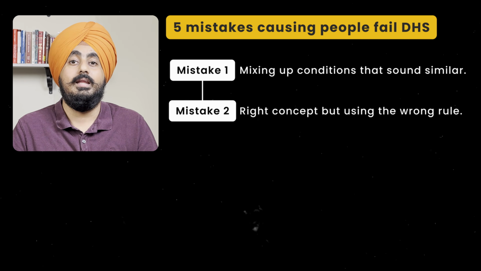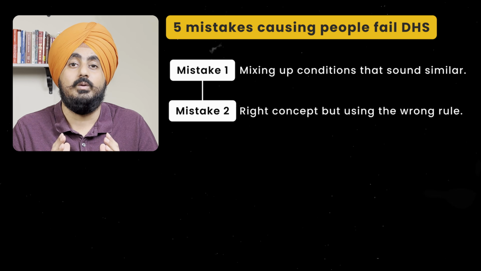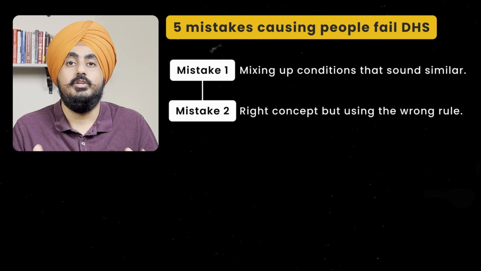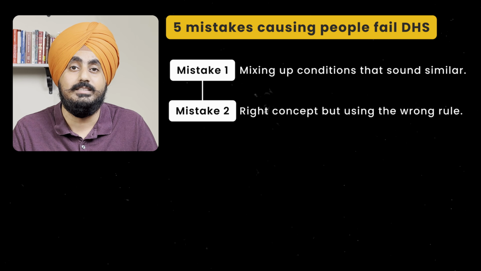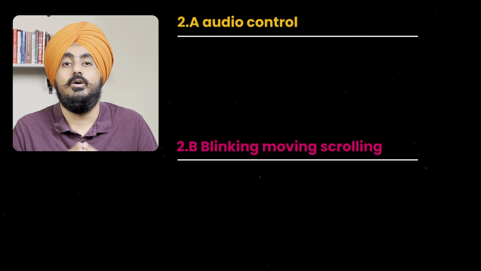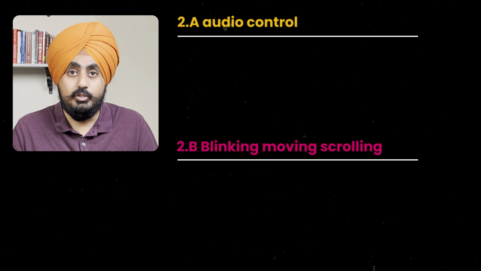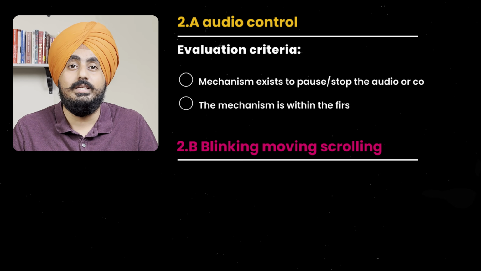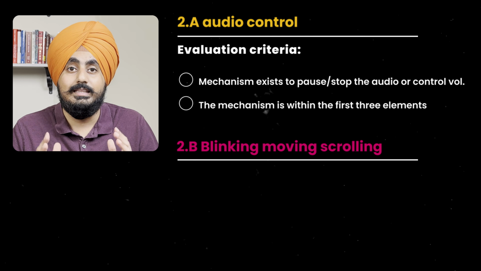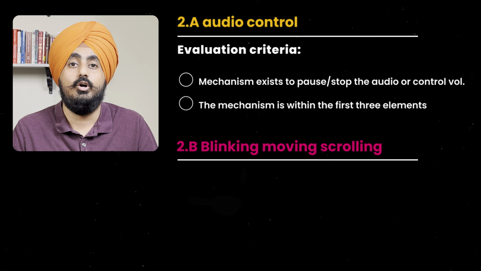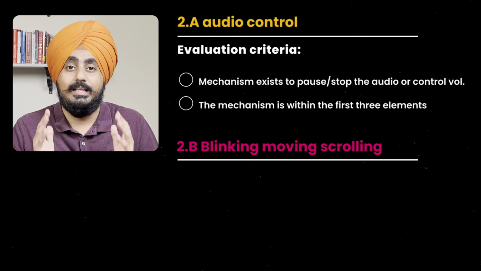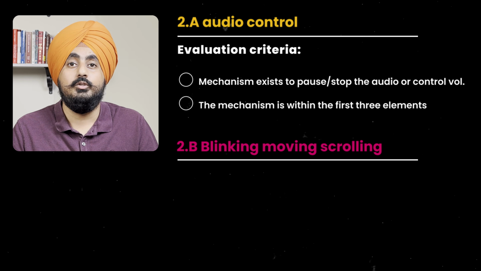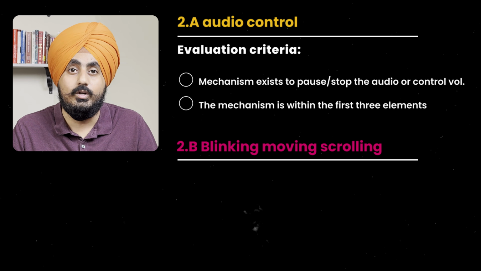Mistake 2, applying the right concept using the wrong rule. This is when you understand the accessibility criteria but apply the wrong DHS requirement. A good example is auto-playing audio versus auto-updating content. For 2A, auto-playing audio that lasts more than 3 seconds needs a way to pause, stop, or control the volume. And in the Trusted Tester process, that mechanism needs to be within the first 3 focus tabs.